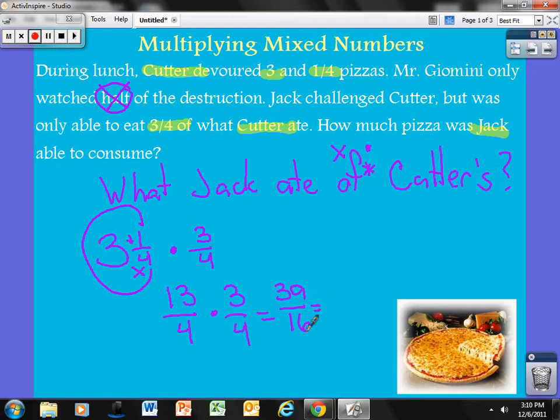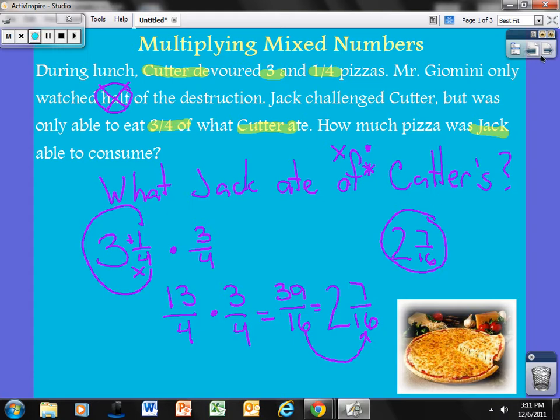So I say, how many times does 16 go into 39? I know it goes twice. I then have the denominator travels with me. The 16 comes along with the problem. We know that 16 doubled gives me 32. I just subtract 32 from 39. That is 7. So that means Jack ate 2 7/16 pizzas. So 2 whole pizzas and 7/16 of another one.